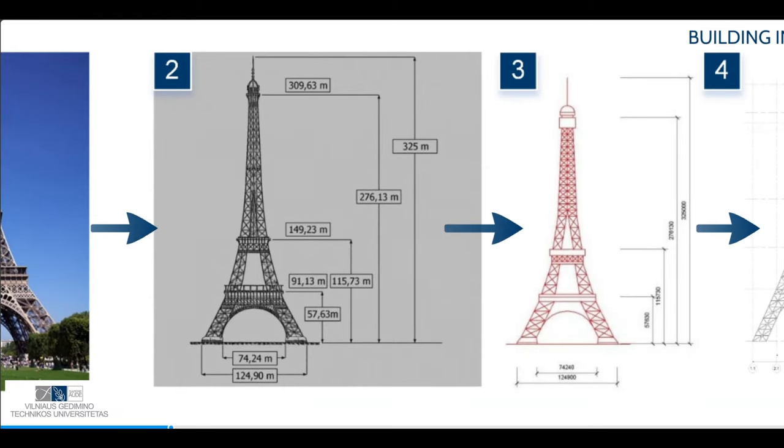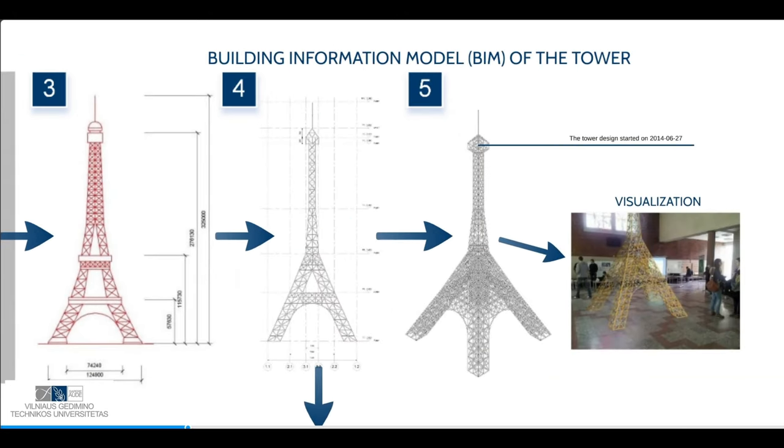I vectorized this drawing using the AutoCAD application. From the picture I made a CAD drawing, and after this drawing I created 3D models. From this first attempt you can see it's not looking exactly like the real Eiffel Tower. It was a concept idea, and I also made some visualizations and placed it in the university environment.